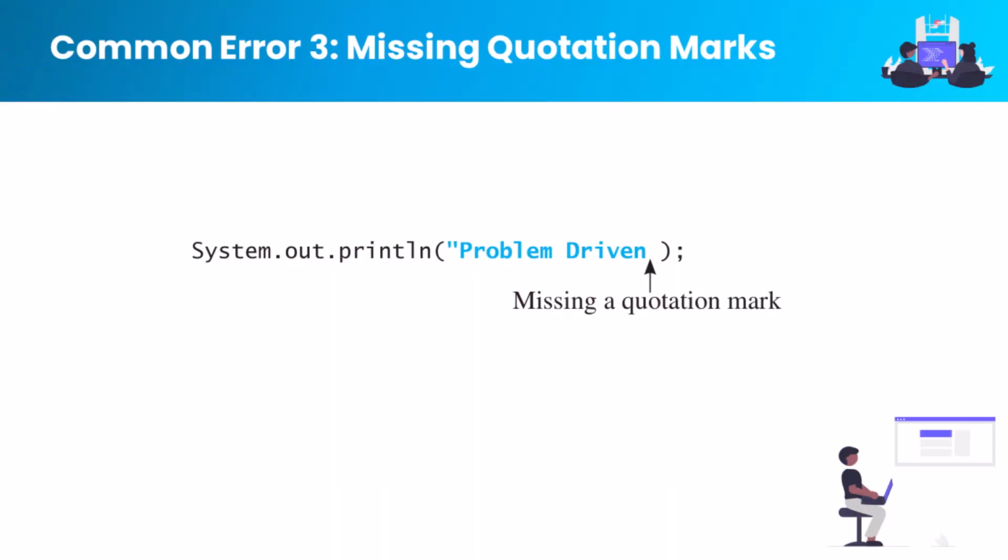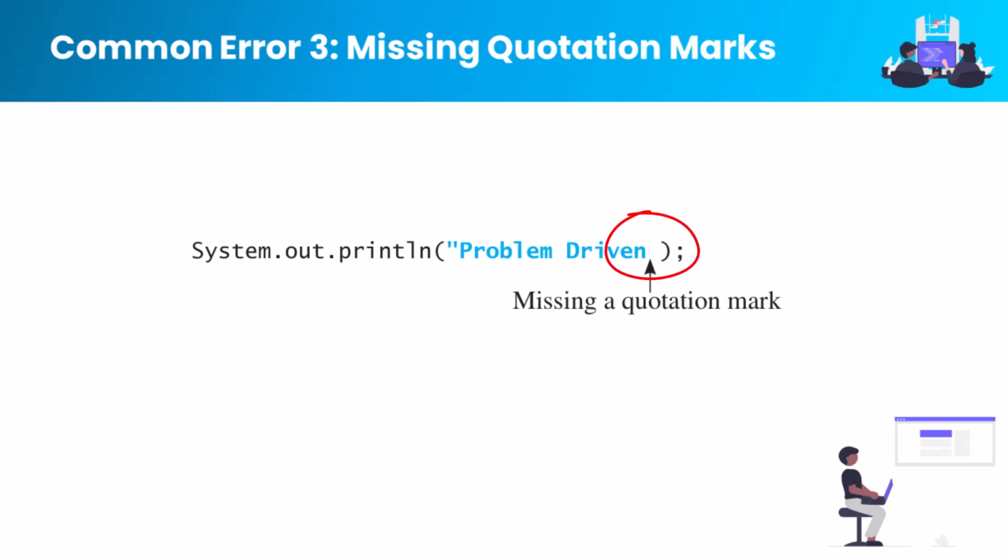Okay, now let's move to the third common error, that is the missing quotation mark. As you can see in this line of code, whenever writing any kind of string, there is a double quote at the beginning, but at the end there is a missing quotation mark.